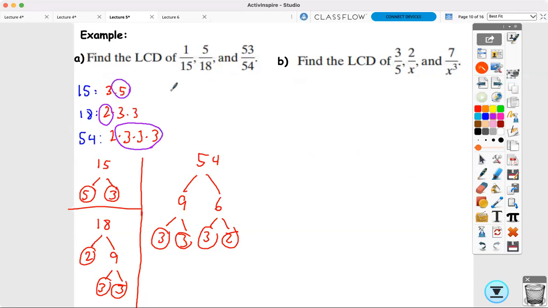So now we know the LCD is going to be 2 times 3 times 3 times 3 times 5, which is equal to 6 times 5 is 30, times 3 is 90, times 3 is 270. And we're done. Any questions on how I did A? Any questions whatsoever?